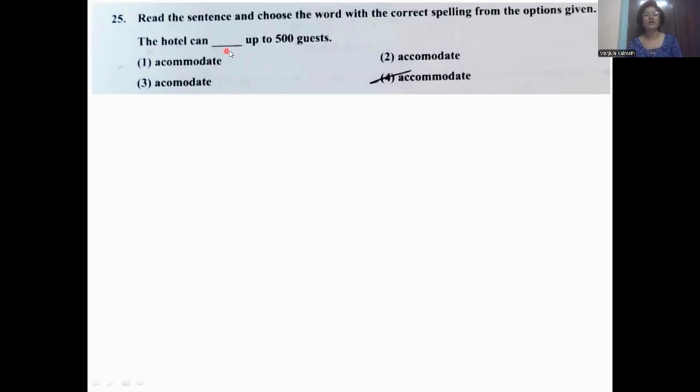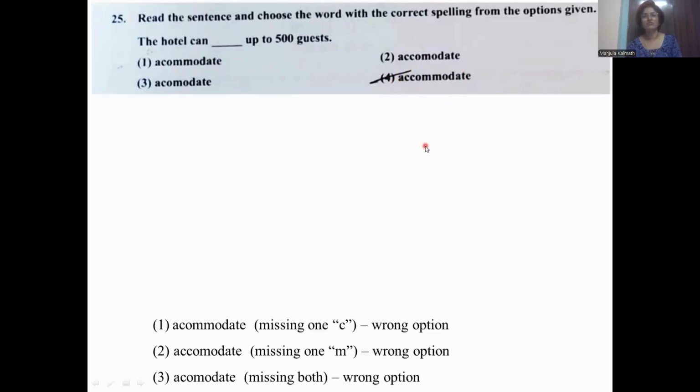The hotel can accommodate up to 500 guests. Here there is only one C and only one M in the wrong options, but the proper spelling of accommodate is A-C-C-O-M-M-O-D-A-T-E, with two Cs and two Ms. So the correct option for this one is the fourth one.